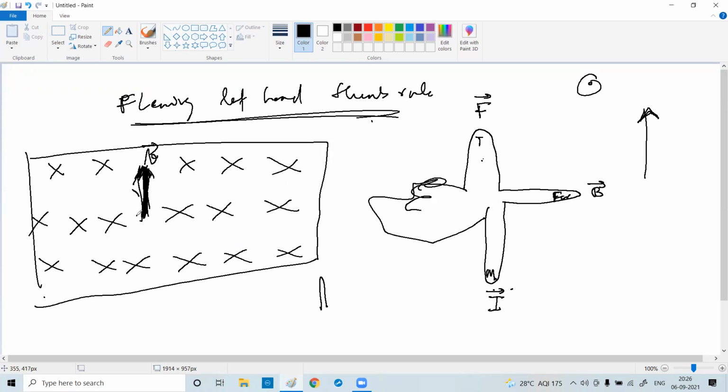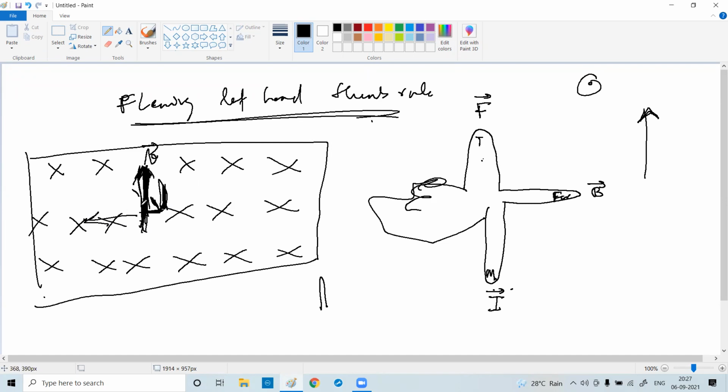No, it will be this side. This will be the forefinger. Your forefinger will be in the magnetic field, inside. And upward will be the middle finger. Obviously the thumb will be this side, no? Sir, the middle finger is the current, right? Current is this side, upward.